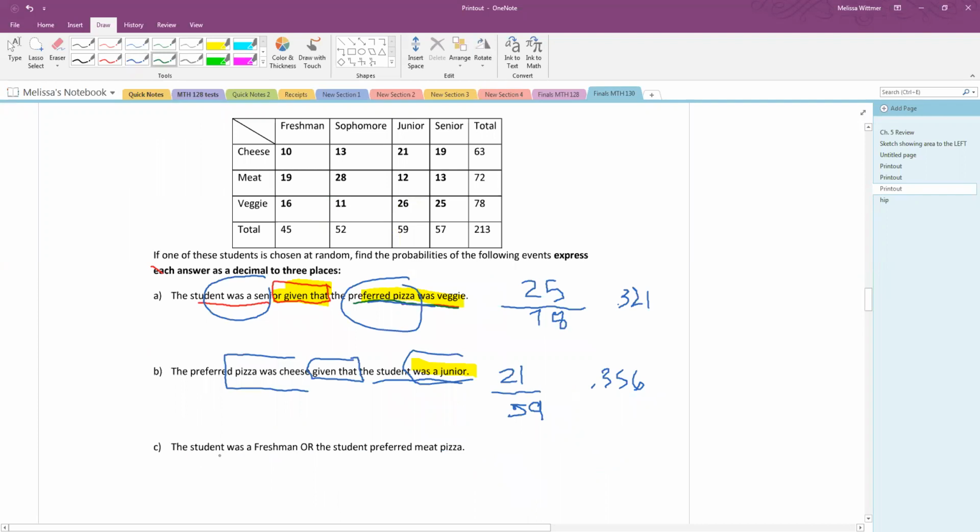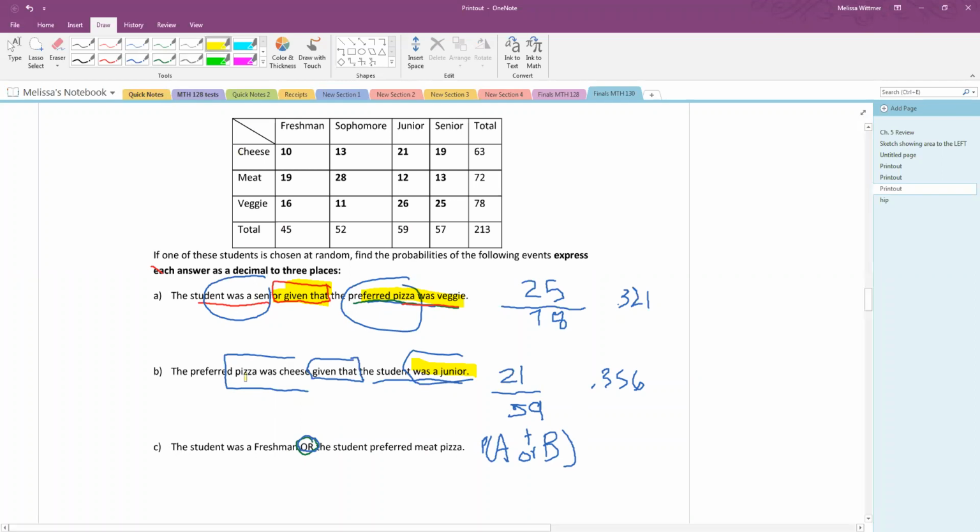So the next example says the student was a freshman or the preferred meat pizza. So this doesn't say "given that," so we're using the whole table, but it does say "or," and that is a rule. So that's the probability of A or B. So remember that with the "or" events, we are supposed to add these together because it could be the first one or it could be the second one.